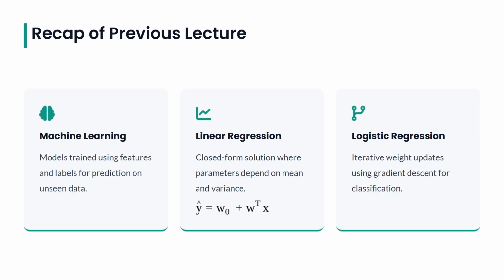So let's recap our previous lecture. We learned about machine learning, that models get trained using features and labels for predictions on unseen data. Then we learned about linear regression, which is a closed form solution where parameters depend on mean and variance. And then we learned about logistic regression, where weights get iteratively updated using gradient descent for classification.